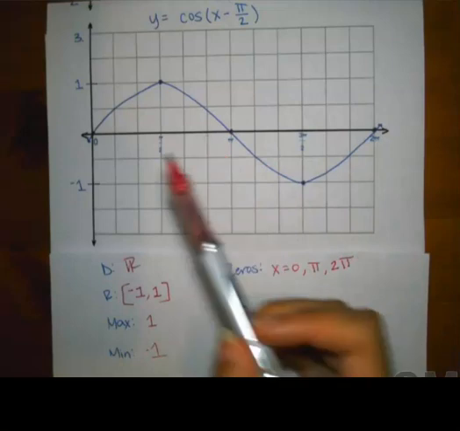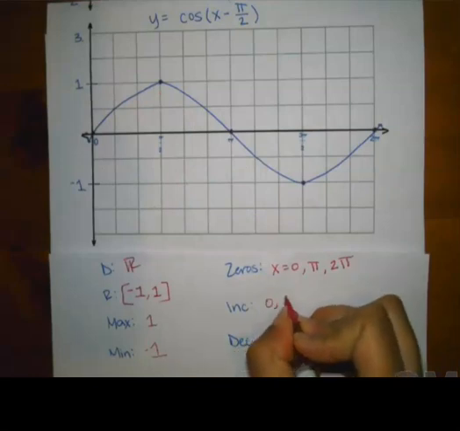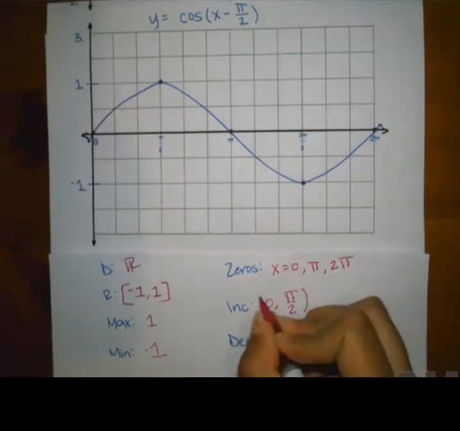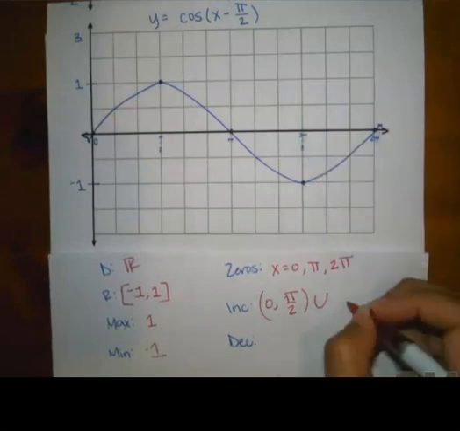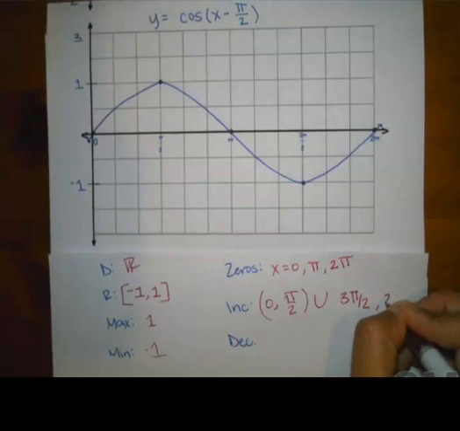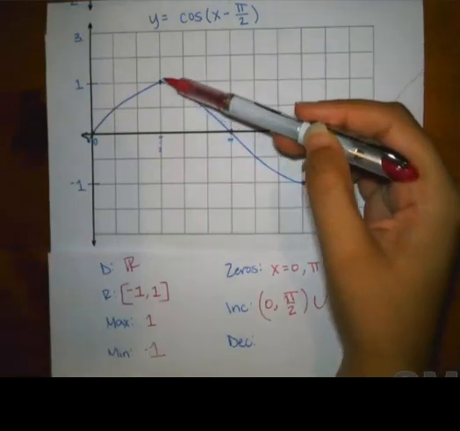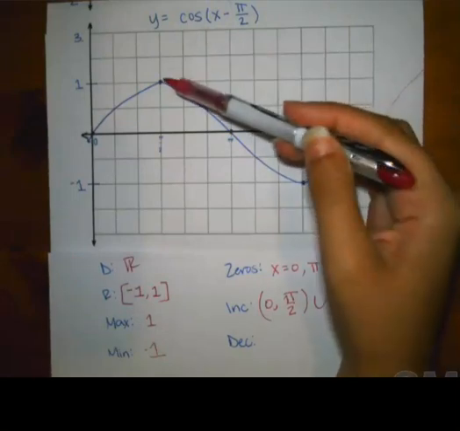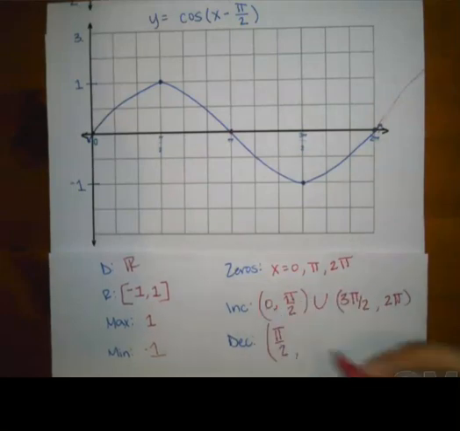We see this one increasing from 0 to pi over 2. And increasing again from 3 pi over 2 to 2 pi. Our decreasing values start here and end way down here. So decreasing at pi over 2. And we turn that around at 3 pi over 2.